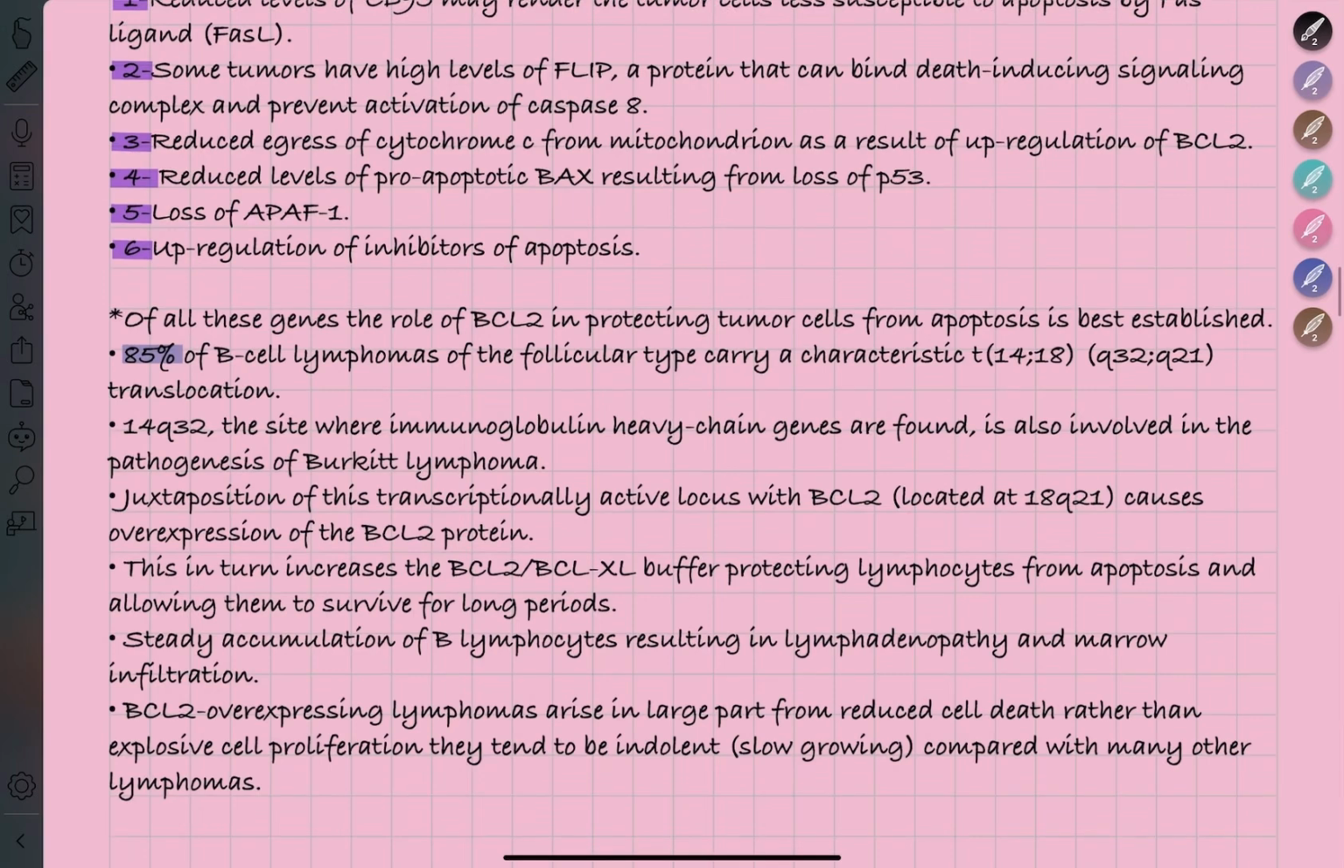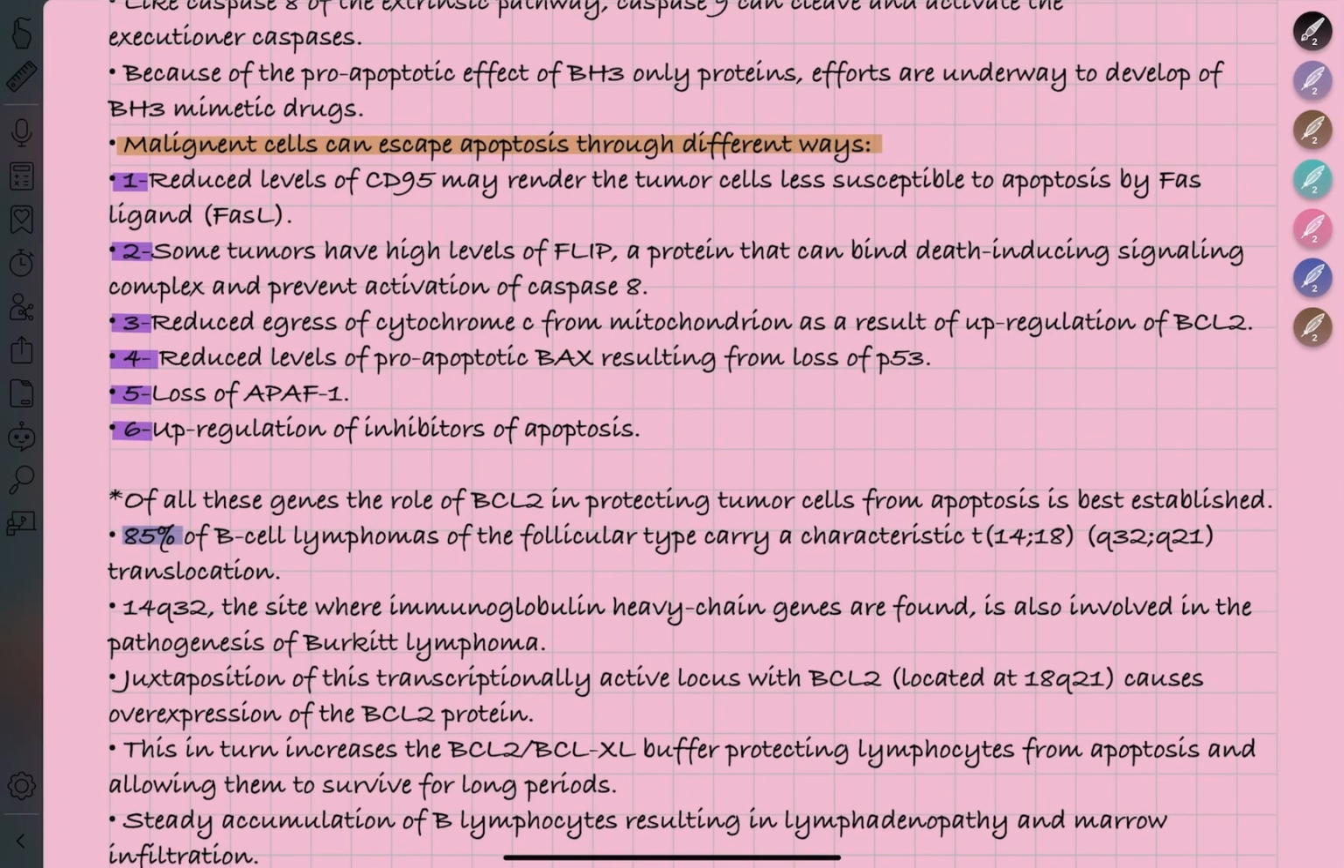Of all these genes, the role of BCL2 in protecting tumor cells from apoptosis is best established. Okay? And from all the genes, the role of BCL2 in protecting the tumor cells is best established. From all the mistakes and all the things we just talked about here, the thing that has the largest effect in protecting tumor cells from apoptosis is BCL2. Okay?